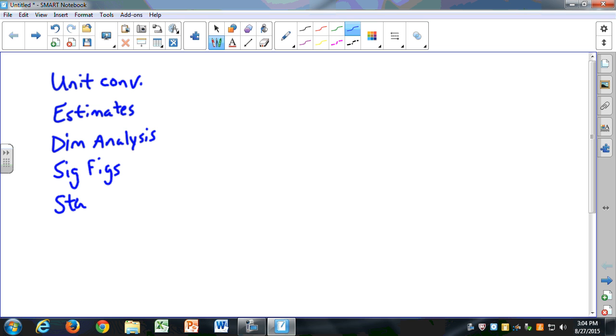Standards. You need to know what all the standards are. There'll just be a basic question that says, what is the standard for time? What is the standard for length? What is the standard for mass? You need to know that. Don't forget the standard for mass.